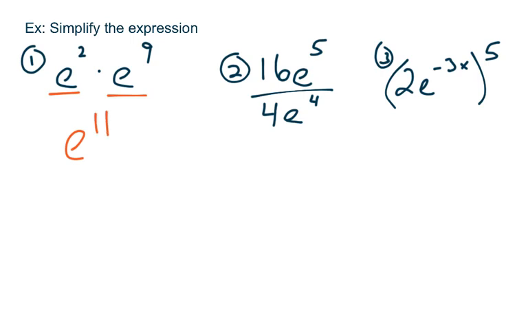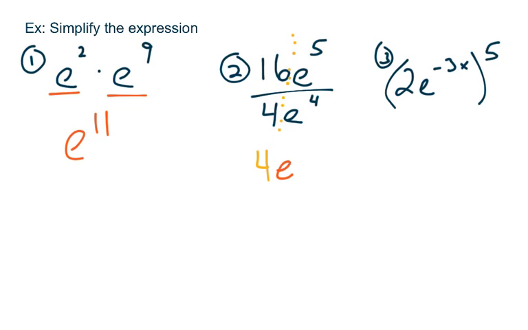Okay, number 2, 16e to the 5th over 4e to the 4th. The base here is still e, so we can split this into two separate fractions. We can treat it like 16 over 4, which is just 4, or 4 over 1. And then if we have e to the 5th over e to the 4th, if we've got the same base and we're dividing, we subtract our exponents in the form top minus bottom. 5 minus 4 would be e to the 1st, or just 4e.